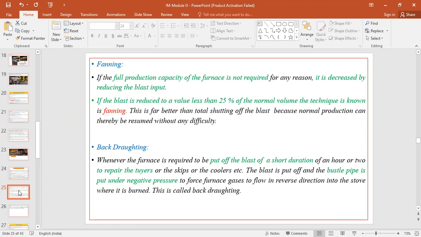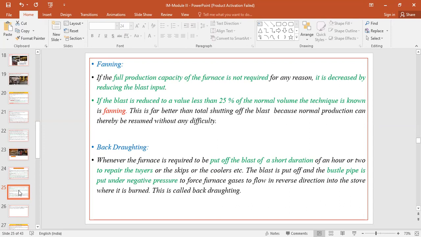The other one is the backdraft. Whenever the furnace is required to be put off blast for a short duration of time, for an hour or two, to repair any part, especially the tuyeres or the skips or the cooler parts of the blast furnace, the blast is put off and the muzzle pipe is put under negative pressure, so that whatever blast you were sending will be taken back. So this is called backdrafting.